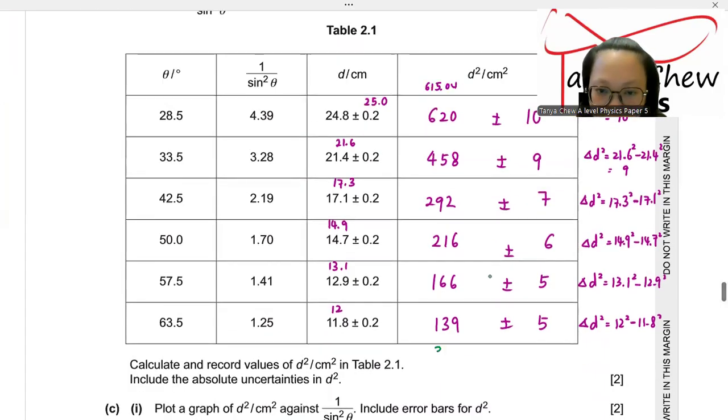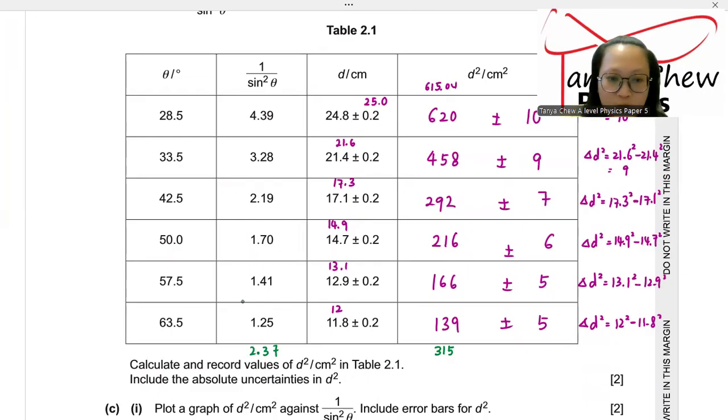Okay, I just write it down here. 315 y-axis, and x-axis is 1 over sine square, so 4.39 plus 3.28 plus 2.19 plus 1.7 plus 1.41 plus 1.25 and divided by 6, and I got 2.37.